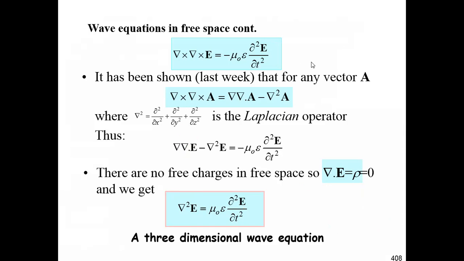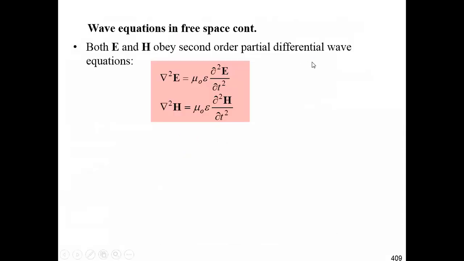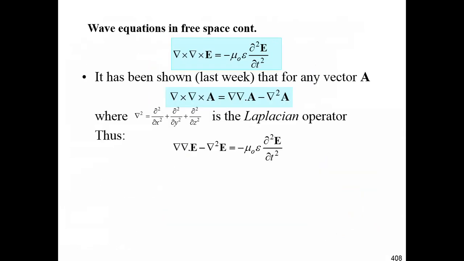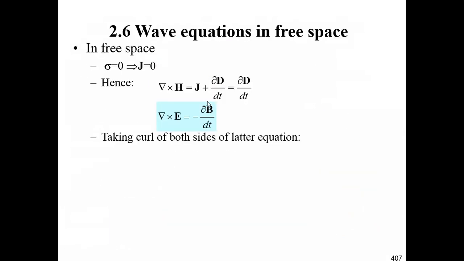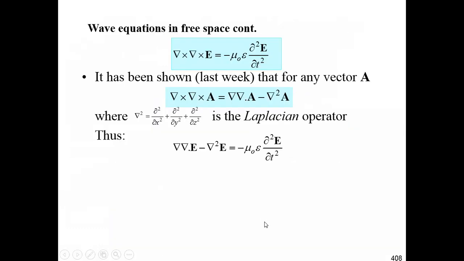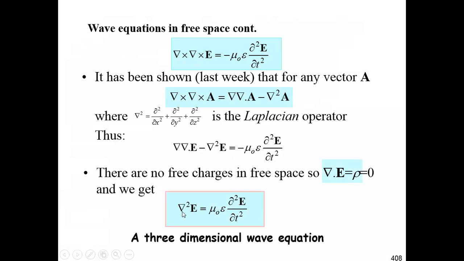If we started from here, I am going back to the slide. We started from here taking the curl of this equation. If you take the curl of this equation and go on substitution, then you will reach del square H is equal to mu naught epsilon naught del square H upon del t square. So you can decouple these two equations.